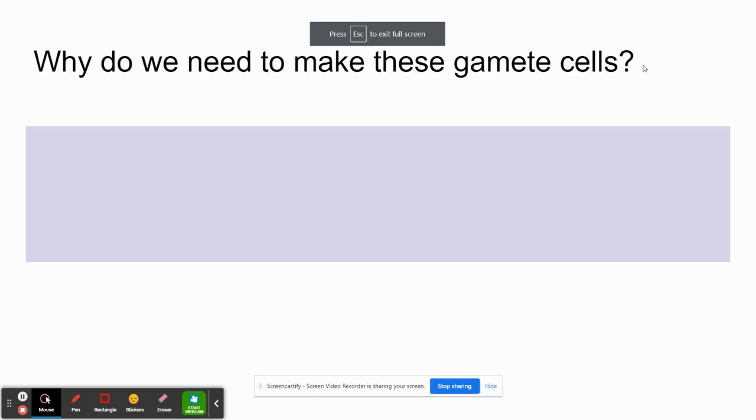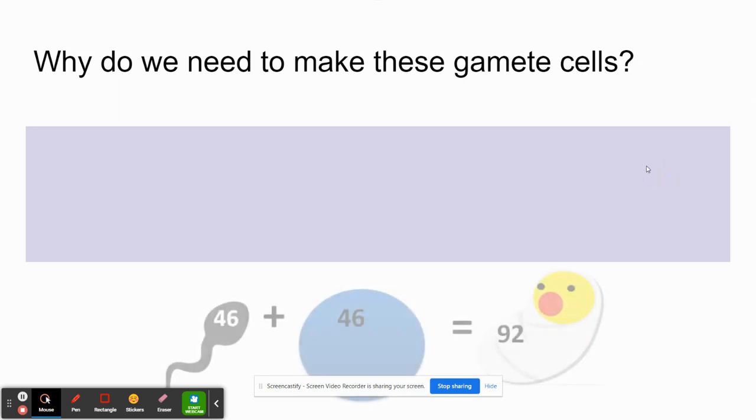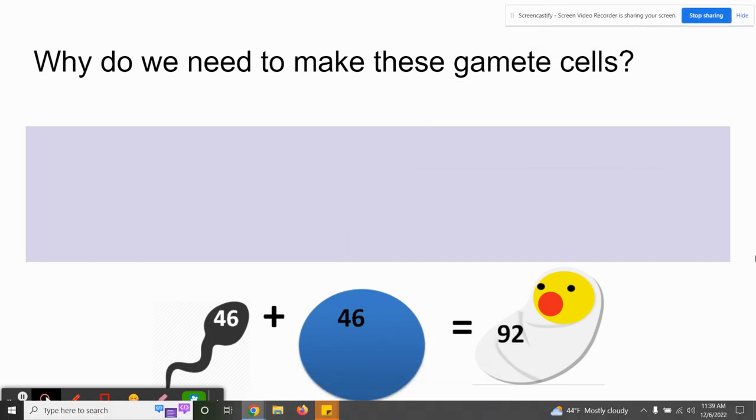Okay, so the first question in your notes, we basically want to go through and talk about why we need to make these gamete cells. Remember that gamete cells are like your sperm and egg cells, so why do we need to go through and make these? So take a second, pause, so you have a chance to think about it on your own. But you may have thought of, because remember in humans, we have 46 individual chromosomes or 23 pairs.